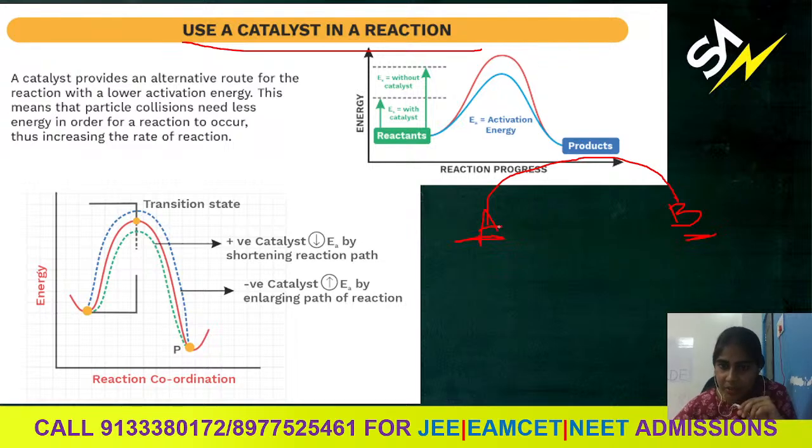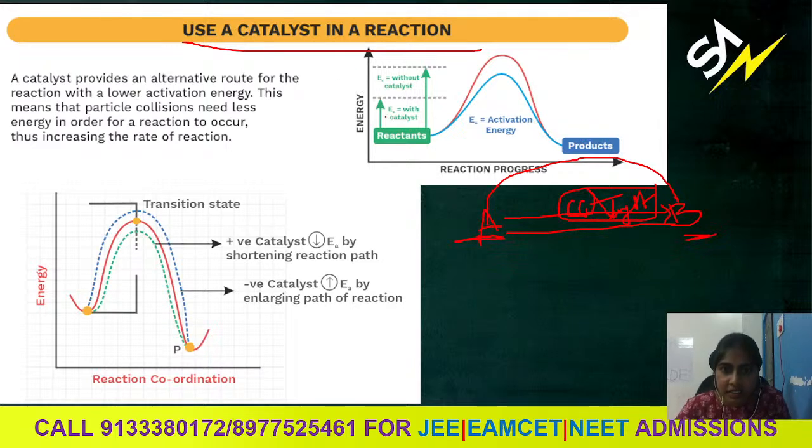If I add a catalyst to it, it will show a shortcut way for the reaction to occur. So if I add a catalyst here, it shows the shortcut way for the reaction to occur. This lowers the activation energy, and this helps in speeding up the process of the reaction.